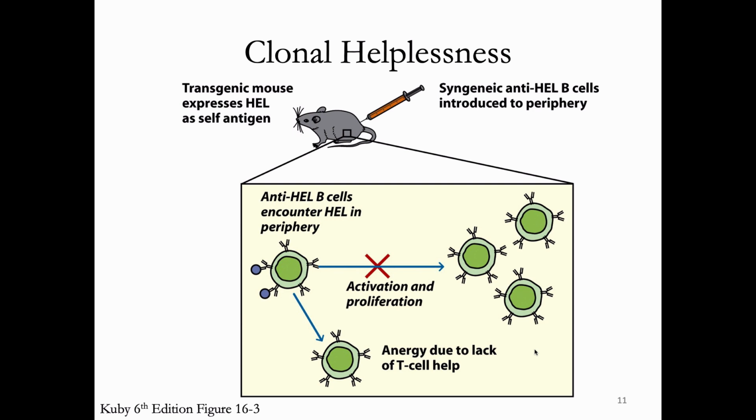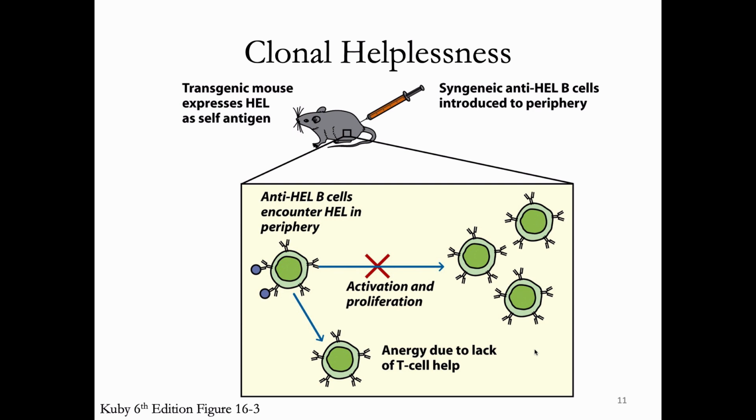And with clonal helplessness, we might have a B cell that is self-reactive. However, the T cell that would have helped that B cell got deleted in the thymus, because in the thymus, all the self-antigens are present. We have a whole lot of T cells, and so some of our B cells are never going to be able to get help because their cognate T cell got deleted in the thymus.